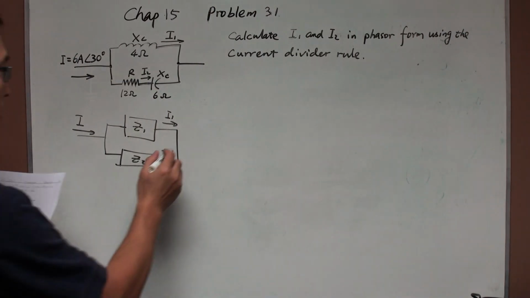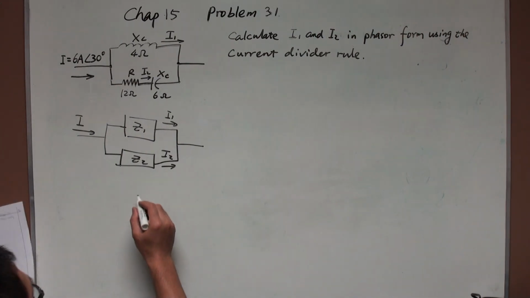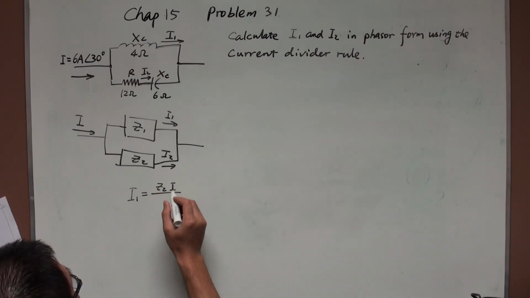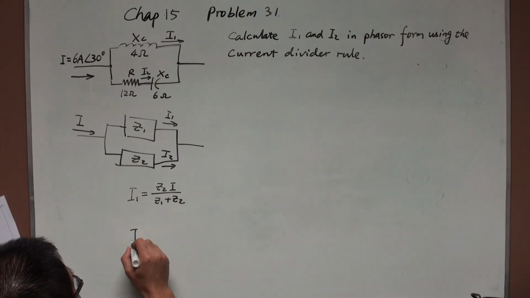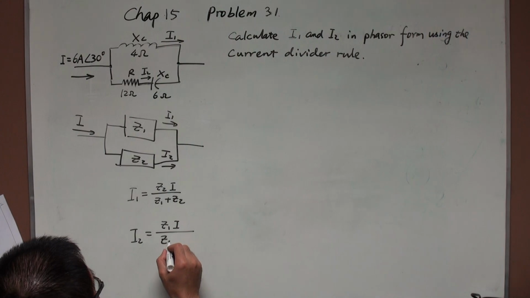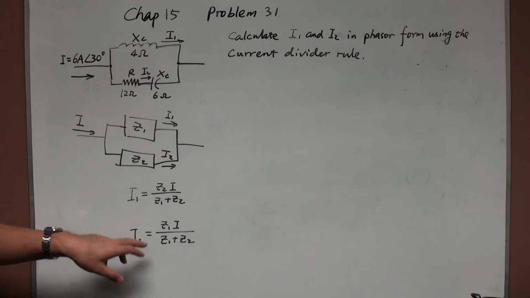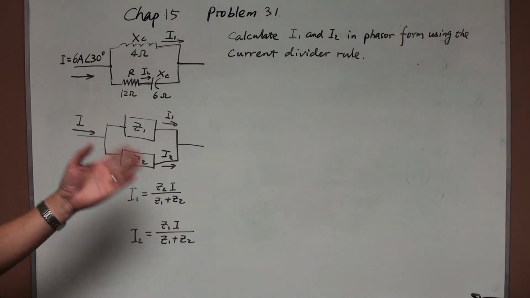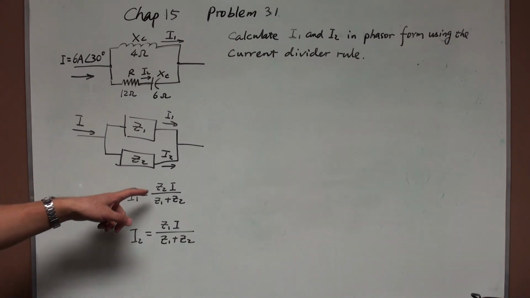All right. Based on the current divider rule, we know that I1 will be equal to Z2 times I over Z1 plus Z2, and I2 will be equal to Z1 times I over Z1 plus Z2. Here I is a known value, but we don't know Z1 and Z2. So before we calculate this, we have to find out what Z1 is and what Z2 is.